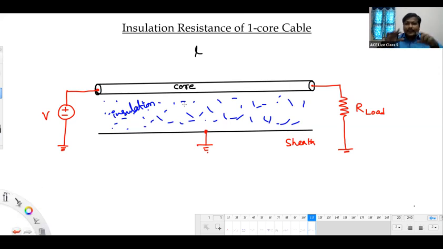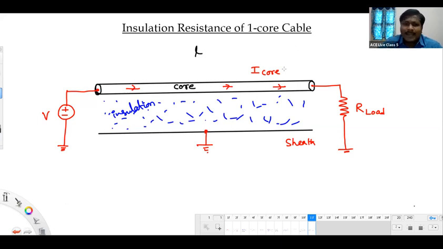For this cable of length L, one side we have a DC supply, the other side we have a load. How is the direction of the current flow in the conductor, in the core? Definitely this conductor current will be flowing from voltage source to load only. That's the direction of the current flow. So this is the direction of the core current, I core.